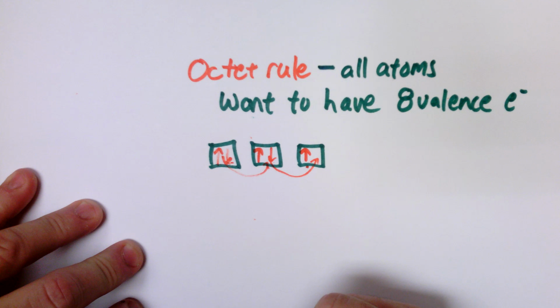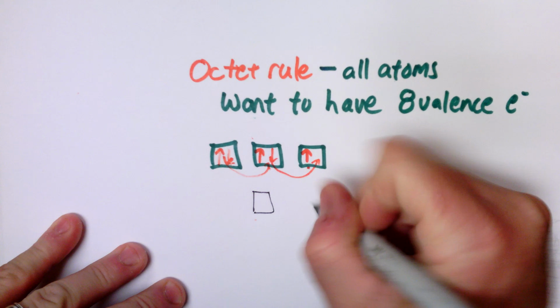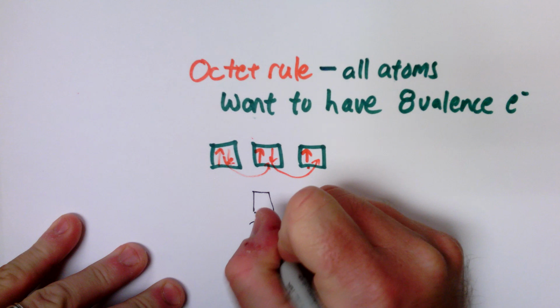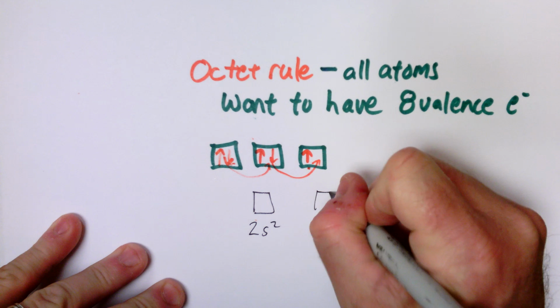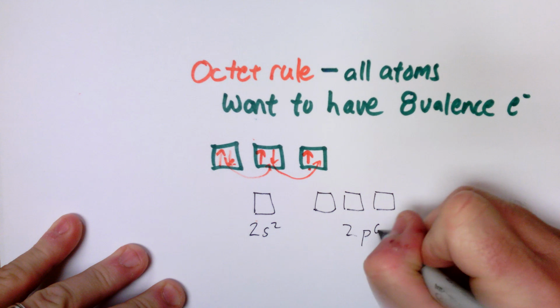And that's a lot of movement going on. That's a lot of stuff happening. And it's not very stable because things are constantly changing, and atoms want to be stable. We want our electrons to be as stationary as possible. So the octet rule, if you end up having 8 valence electrons, and I'll do, let's say this is 2s2, and this is 2p6.